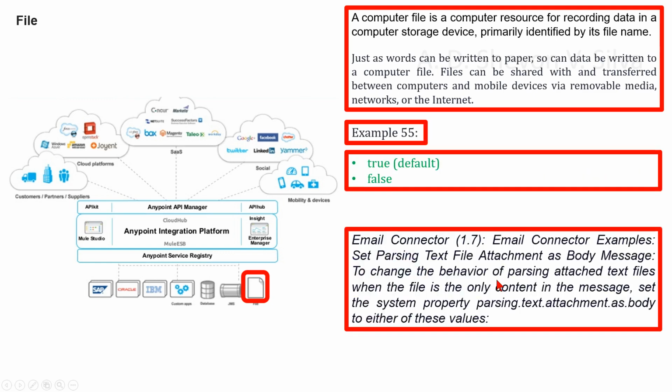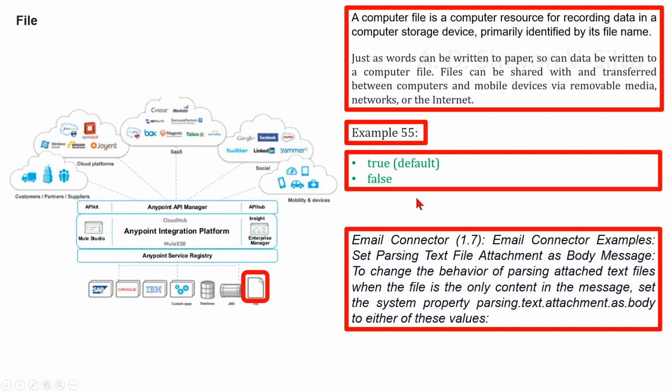Now we are considering setting parsing text file attachment as body message in Email connector 1.7. When the endpoint connector for Email connector receives a message without a body and only an attachment file with content type as text, the attachment file is not processed as a separate file. Instead, the file is included in the main message body as plain text. Mule apps can use this behavior to receive the data in the message body instead of as an attachment file.